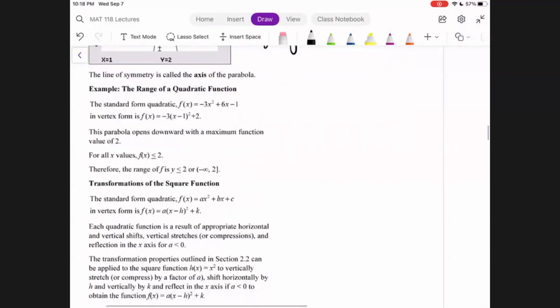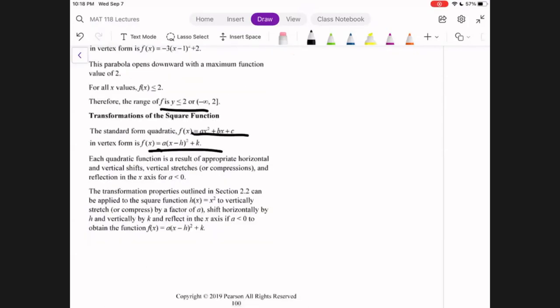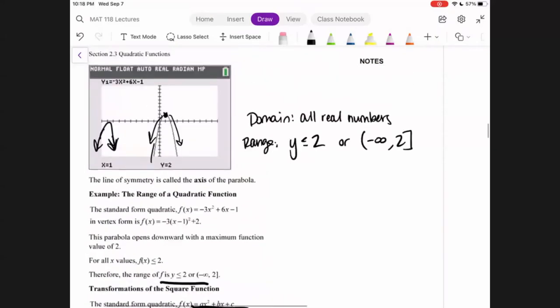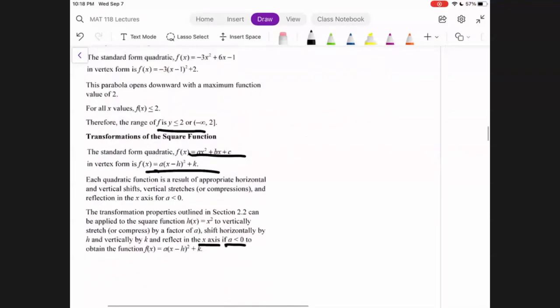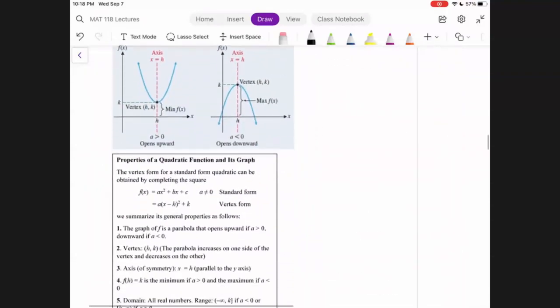Okay. So some things here, you'll see it mentioned here. And then it talks about, this was our standard form. This was our vertex. And how if a is less than 0, it's going to reflect in the x-axis, so it opens downward, so it doesn't look like a U, it looks like an N, and we see that up here. It looks like an N or a mountain. Okay.